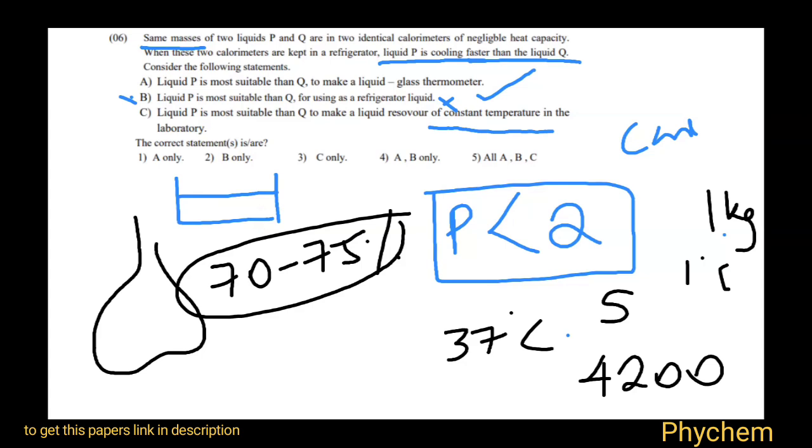So statement C is telling that liquid P is more suitable than Q to make a liquid reservoir of constant temperature in the laboratory. That statement is completely wrong, because liquid P is not more suitable than Q. Liquid Q is more suitable than P because it has higher specific heat capacity when compared with P. So that statement is wrong. Only A is the correct answer.